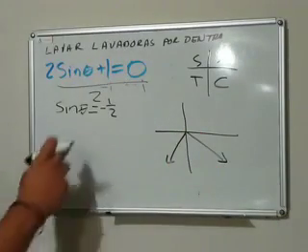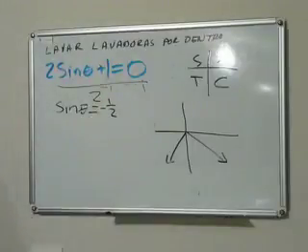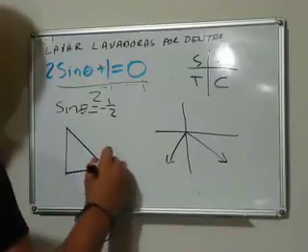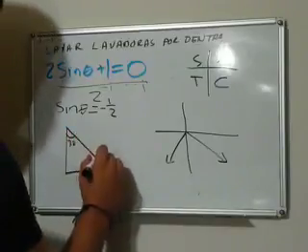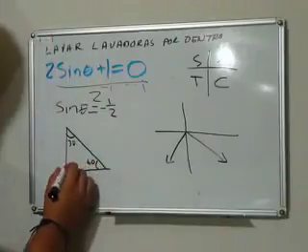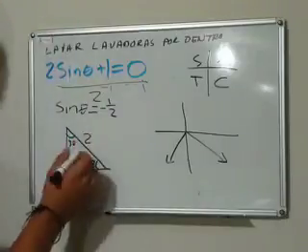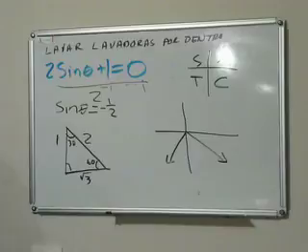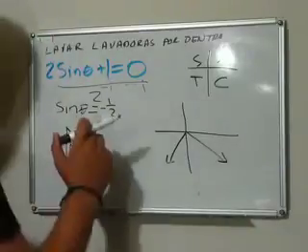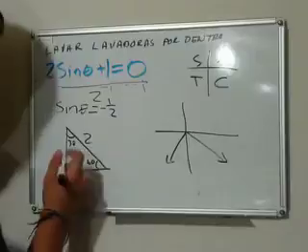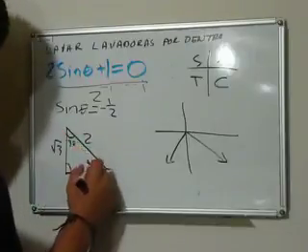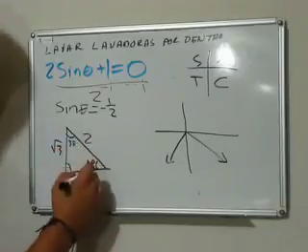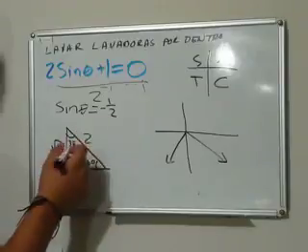Also, now we have sine of 1/2, so it's definitely the 30, 60, 90 triangle. So if we draw the triangle, something like this, we have 30, 60, and 90. The hypotenuse is 2, this is 1, and this is root 3. We're finding sine of 1/2, so it's going to be sine of 30 because it's opposite over hypotenuse.